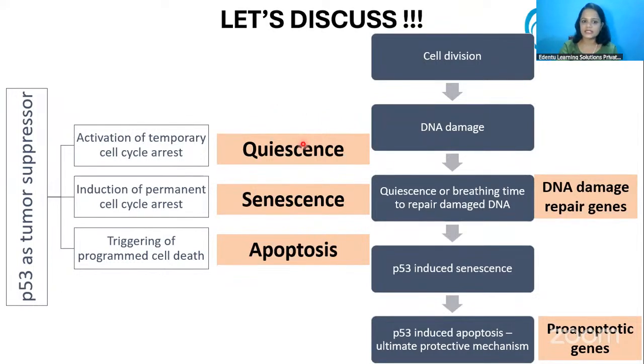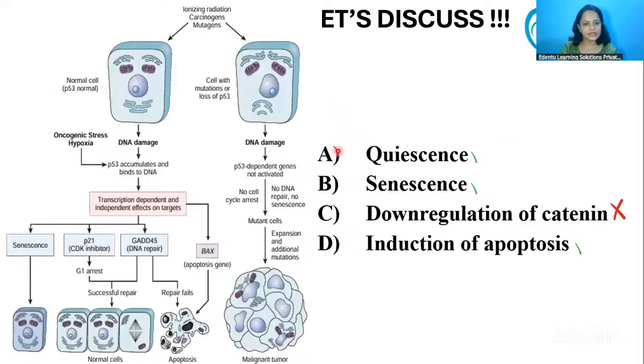So quiescence is the temporary cell cycle arrest. Senescence is the permanent cell cycle arrest, and P53 will also promote apoptosis. That is the ultimate protective mechanism done by P53. In case there is no P53, no cell cycle arrest will be there, no DNA repair, no senescence, the cells will get mutated and form a malignant tumor like this.